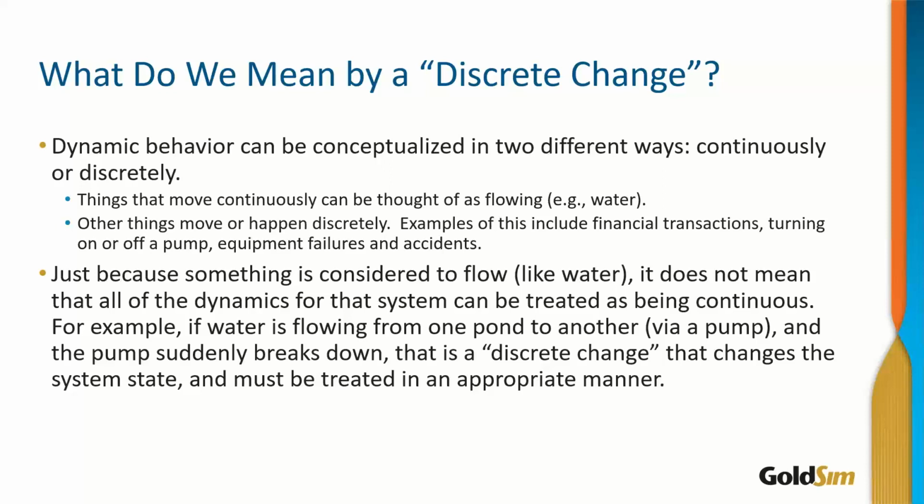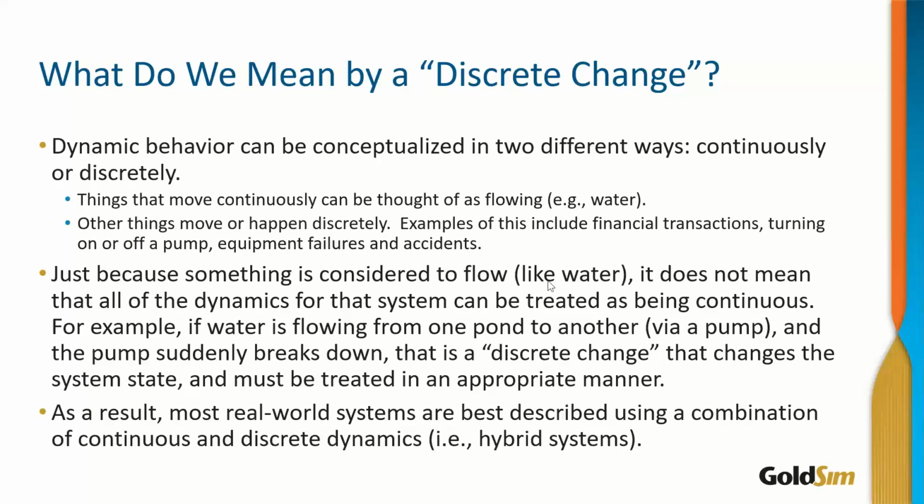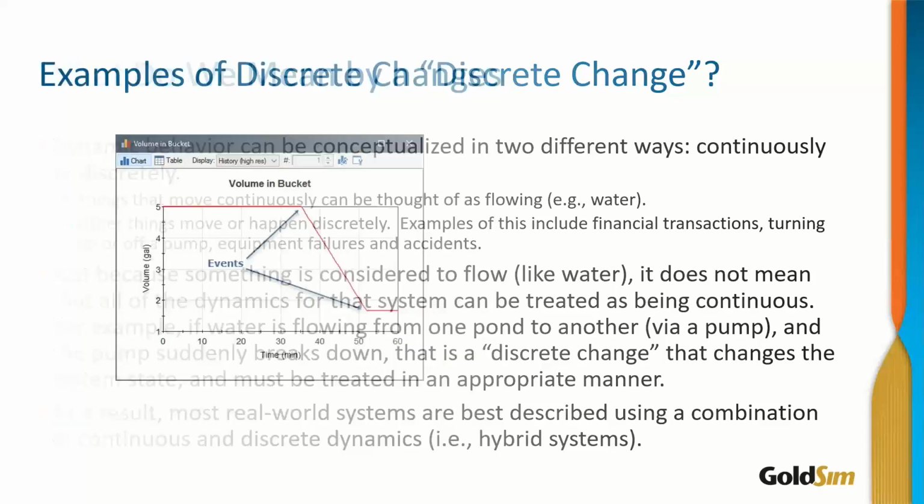What we're going to talk about today is representing these discrete changes to the system state. A pump is on or a pump is off, for example. And if we really want to represent that, we need to use the features that I'm going to discuss today. In the real world, most systems truly are a combination of continuous and discrete dynamics. We tend to often ignore the discrete dynamics, but they can be quite important.